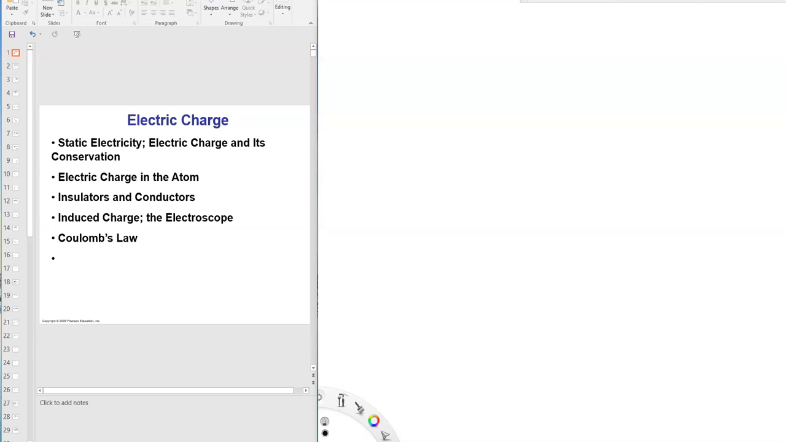These are some of the topics inside that we'll be discussing: static electricity, charge and conservation, electric charge in an atom, induced charge, and then Coulomb's law. We'll be solving some mathematical problems under Coulomb's law.